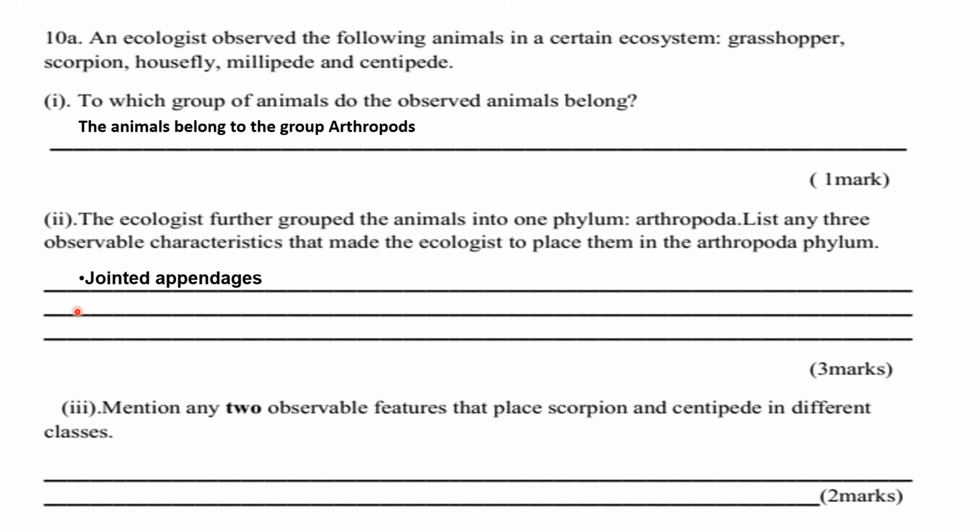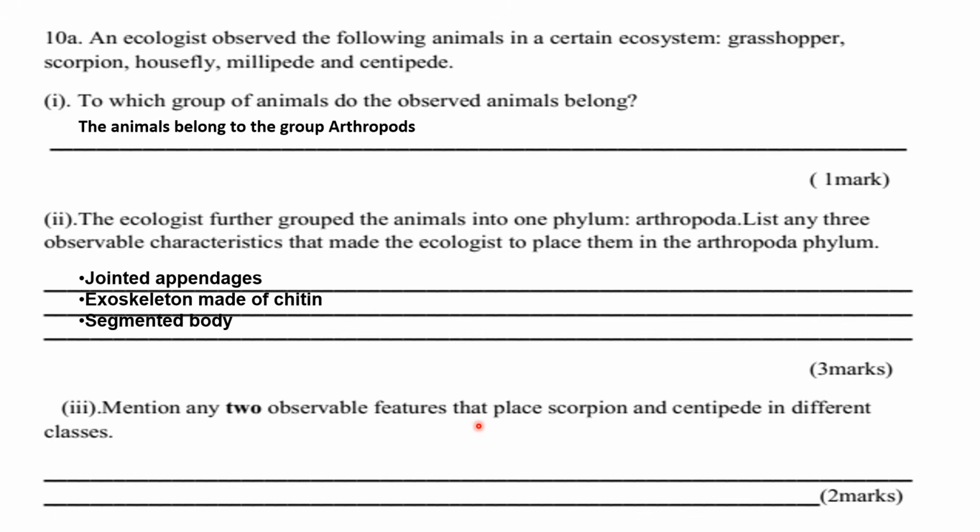So we are saying they have jointed appendages. Appendages are like legs. They have exoskeleton made of chitin. And they have segmented bodies. 3 of them, 3 marks.